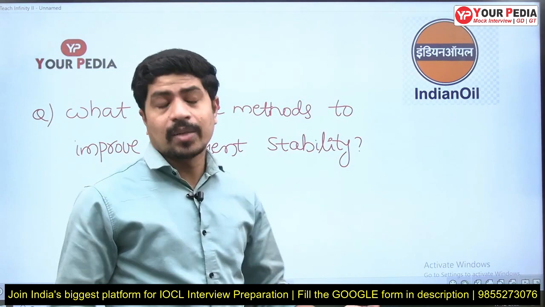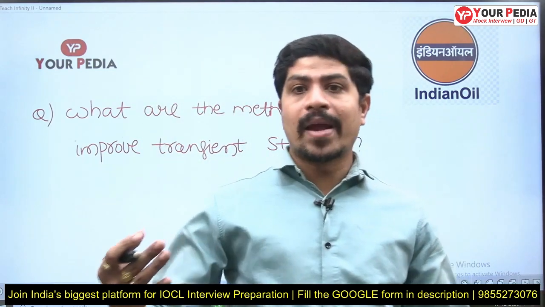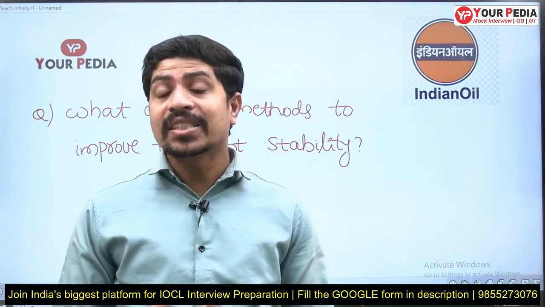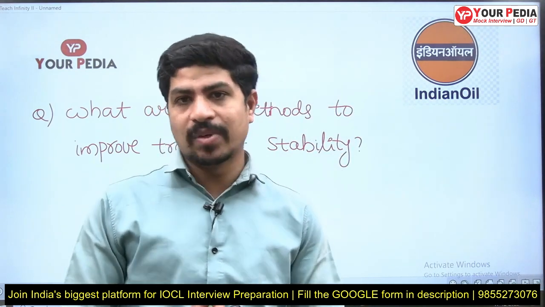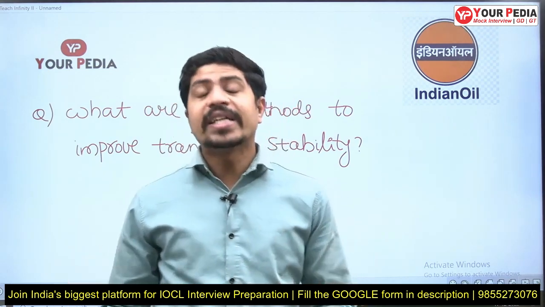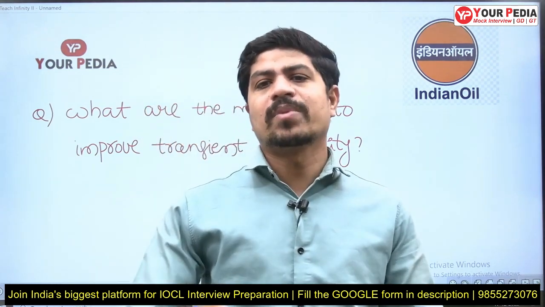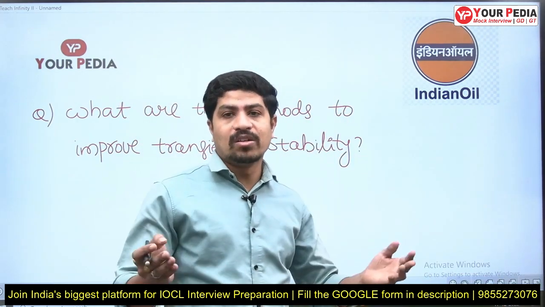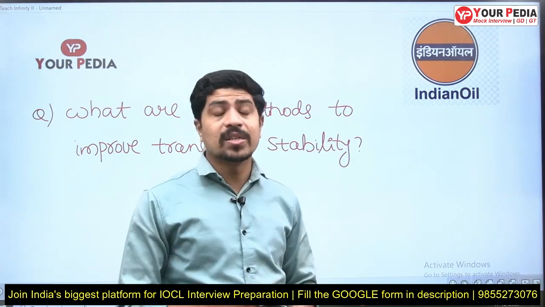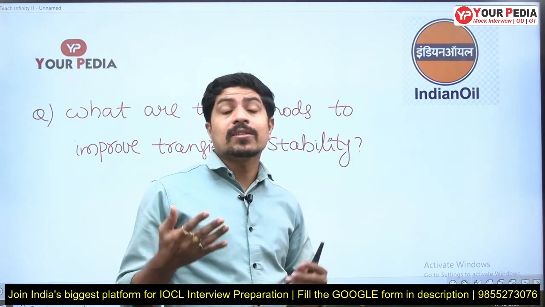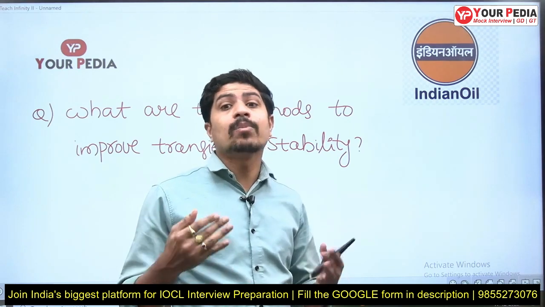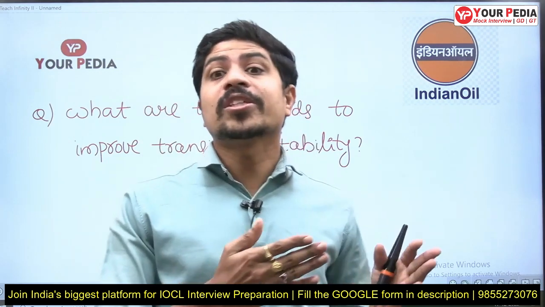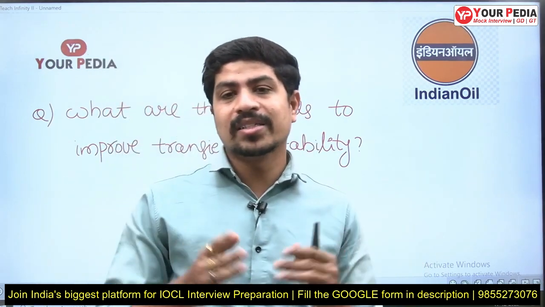First of all, what is transient stability? Whenever a big disturbance occurs, whether a system is able to regain its stability or not will be decided by transient stability. What is steady state stability or small signal stability? It is for small disturbances like load changes. But for large disturbances, what are the large disturbances? Practically faults and contingencies. For those disturbances, if the system or the generator is able to regain its stable position, then the system is said to be stable. That is called transient stability.